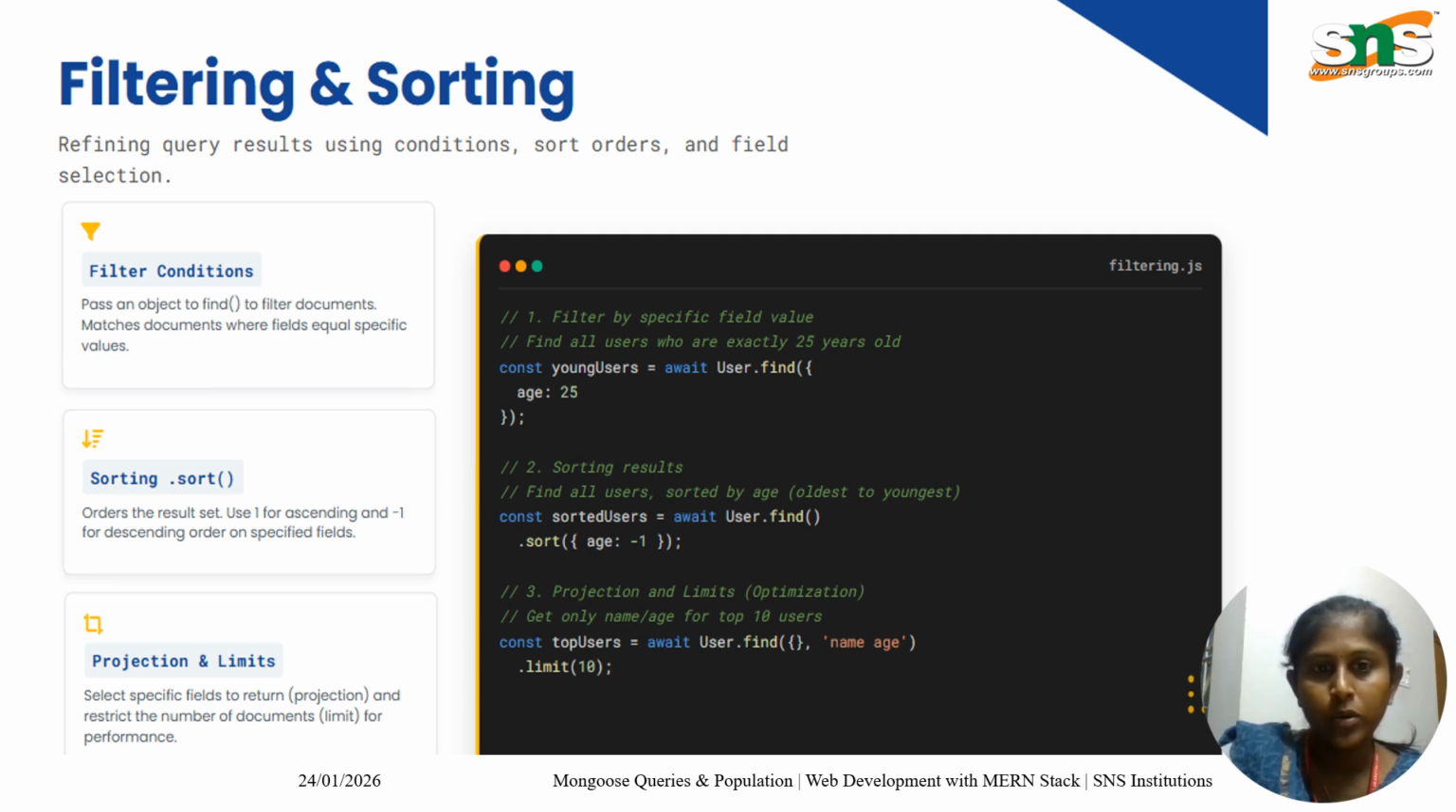Second, sorting. Using the dot sort method, we can control the order of results. A value of 1 sorts in ascending order, while -1 sorts in descending order. For example, sorting users by age from oldest to youngest.